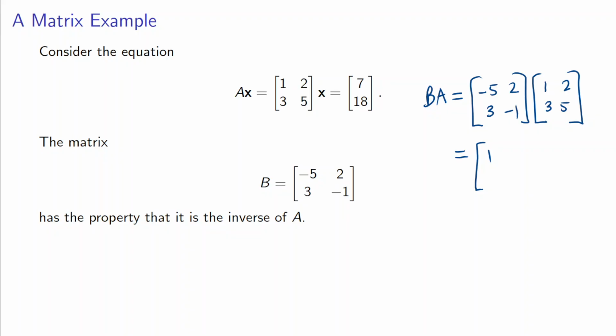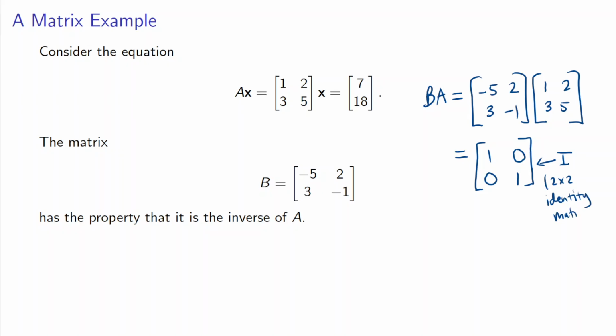And then -10 plus 10 is a 0. And then 3 minus 3 is a 0. And then 6 minus 5 is a 1. So we can actually see here we get this matrix 1, 0, 0, 1, which we may recall is called the identity matrix, which we denote as I. So this is the 2 by 2 identity matrix.